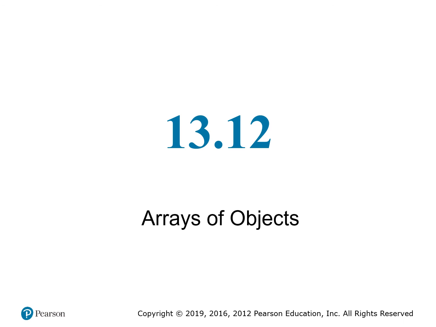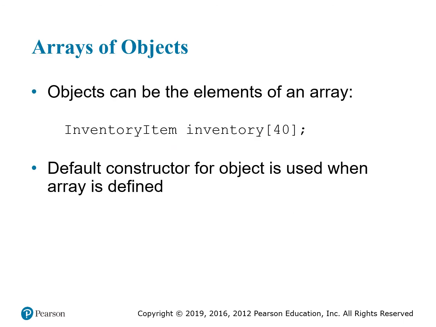Okay, now onto something a little more interesting. You can create arrays of objects. It's handy to be able to work with one thing, but it's much more handy to be able to work with a lot of things. So maybe I want to throw not just one projectile, but a dozen projectiles. So I create an array of them. Or I don't want to just deal with one inventory item, I want to have 40 inventory items. When the array is defined, unless you specify otherwise, the default constructor for the object is called.